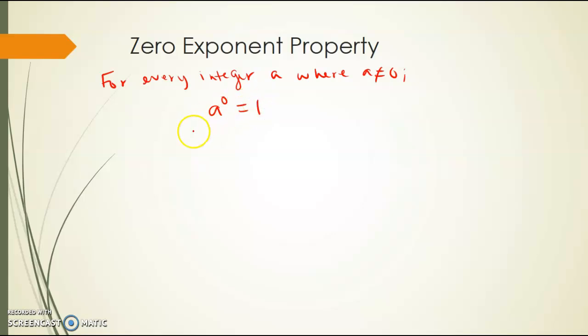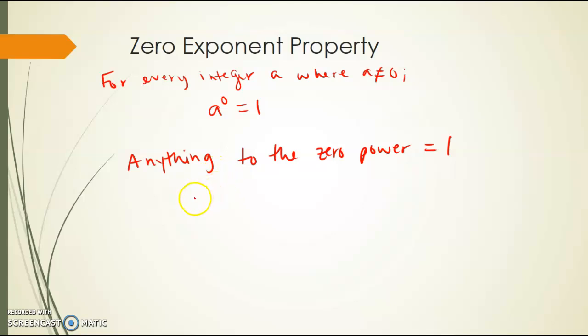So really what this means is anything outside of 0, because this does say for every non-zero number or every integer a where a does not equal 0. So anything to the 0 power equals 1. Is always. That's how it works.